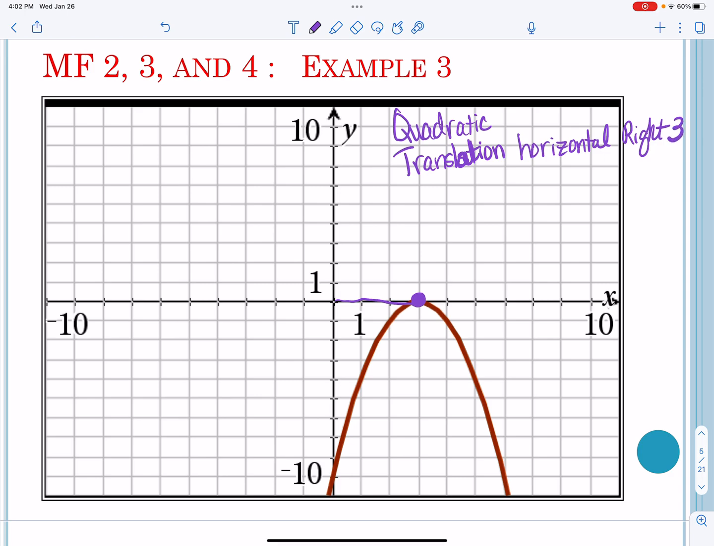It also isn't pointed up. So it has a vertical reflection. Okay, because it's been flipped down. All right, and so if I look at this and try to find the dilation, I am going over 1, and 1 squared is 1. I'm going over 2, and 2 squared is 4. So to me, it's just squaring. It's not multiplying by anything, so it has a dilation of 1.